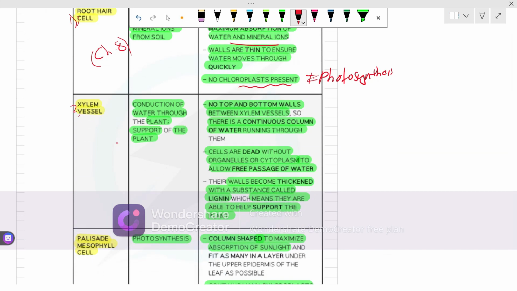Second one is the xylem vessel. The function is conduction of water through the plant and support of the plant. The xylem vessel absorbs and transports water and mineral ions. Adaptations: it has no top and bottom walls between the xylem vessels, so it can provide a continuous column of water running through. The cells are dead, without organelles or cytoplasm, to allow free passage of water. Walls become thickened with a substance called lignin. This helps support the plant.